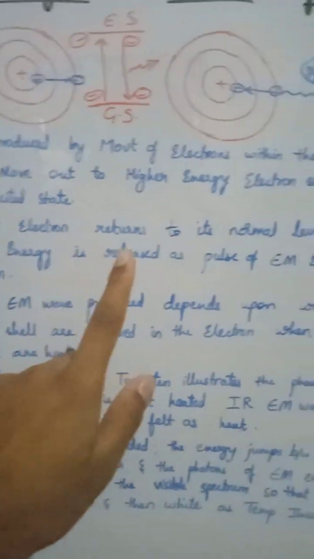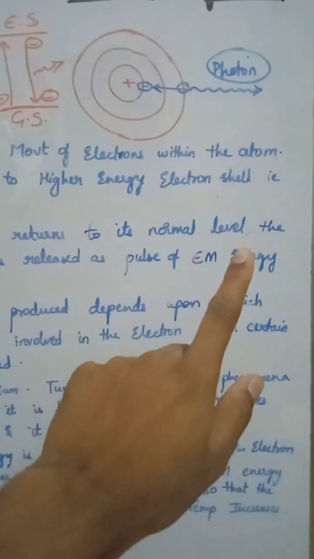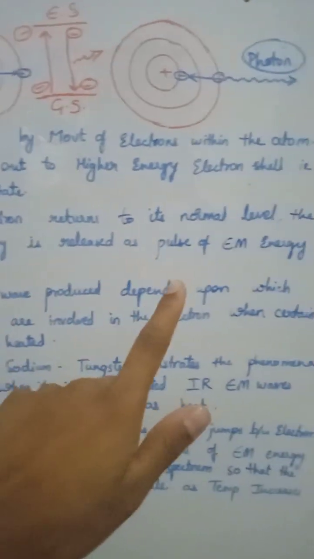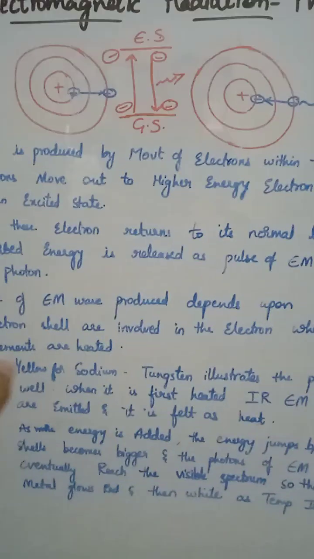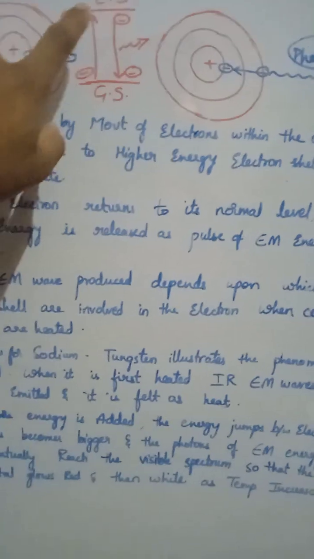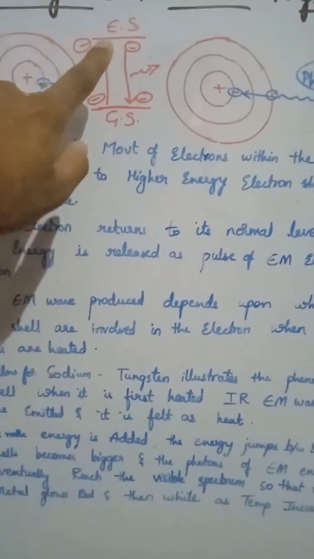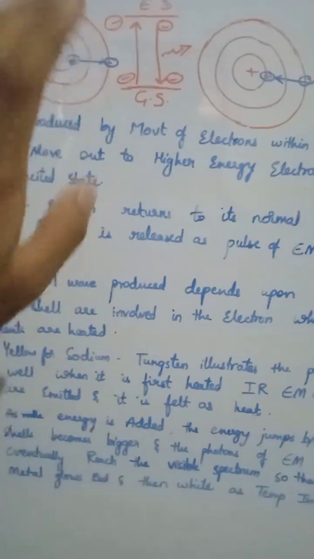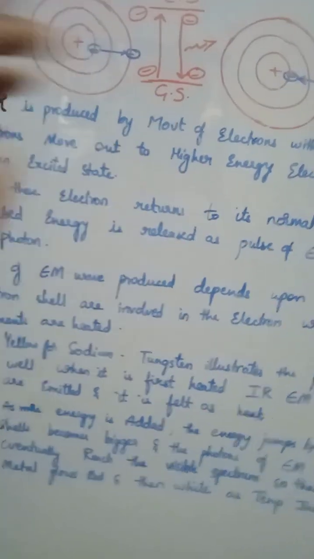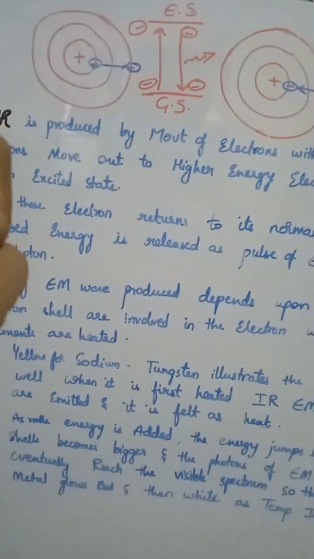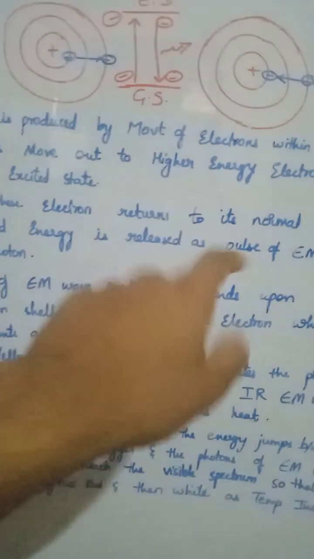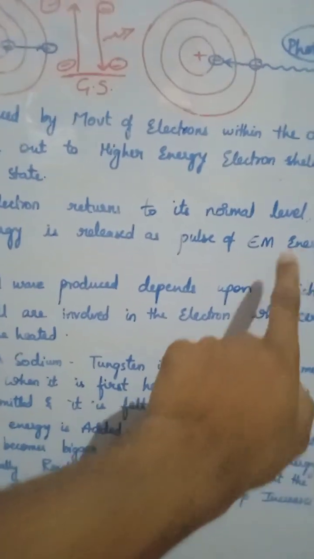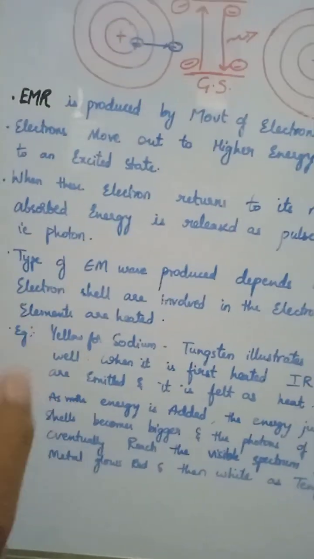When the electrons return to the normal level, the absorbed energy is released as a pulse of electromagnetic energy, that is a photon. They go to the higher energy level, but they can't stay there, so they have to come back to their ground state, the original position or lower energy level. While coming down, whatever energy it absorbed, it gives off in the form of a pulse of electromagnetic energy. Electromagnetic energy is nothing but a photon.